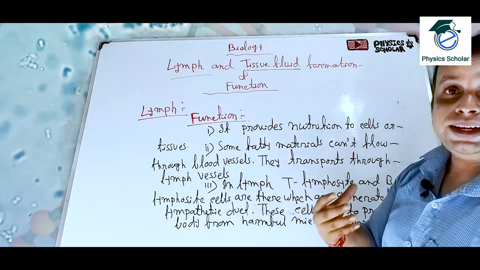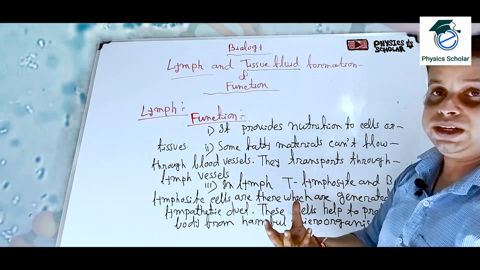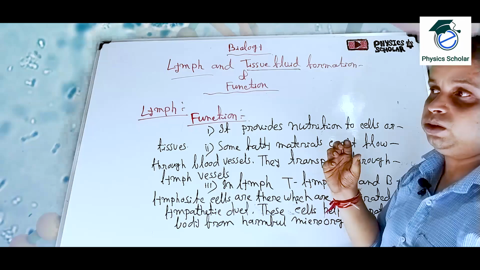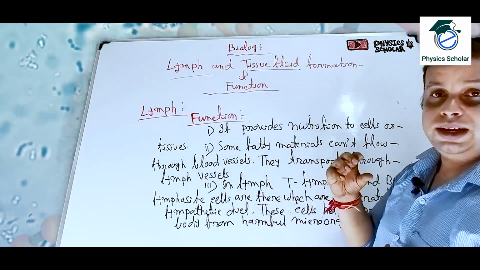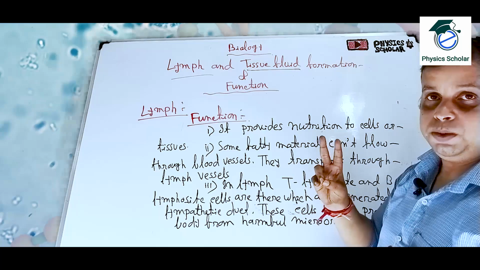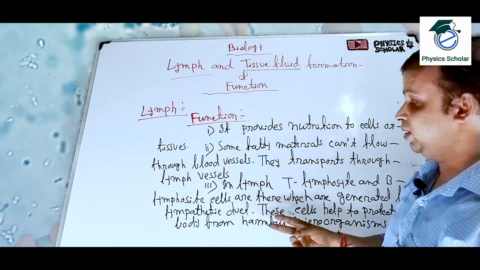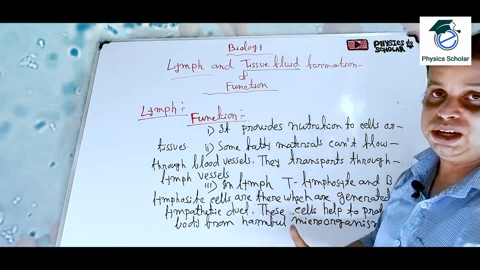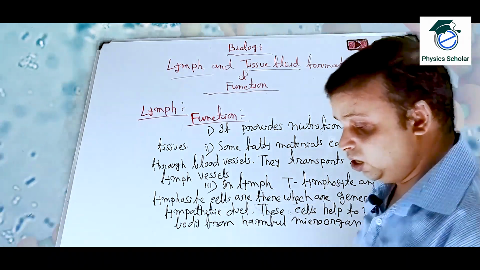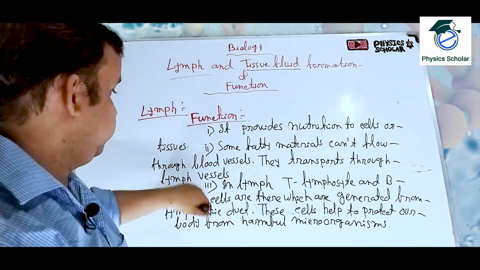Now, some fatty components couldn't be transported by blood vessels. They will be transported through the lymph vessels. And the lymph has two types of WBC, lymphocyte cells. B and T lymphocyte cells are there, which help us to protect against germs or against the microorganisms. So these are the three functions.